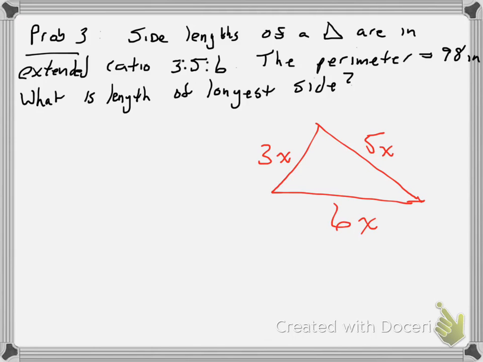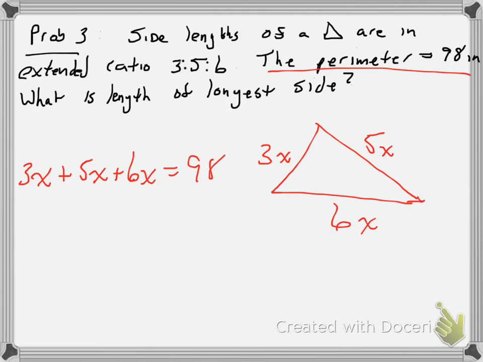Okay? So the fact that they give us the perimeter is pretty huge. When we find perimeter, all we do is we add up the sides. So 3x plus 5x plus 6x equals 98. Well, let's go ahead and solve. Add them together. That gives me 14x equals 98. Divide by 14, x equals 7.